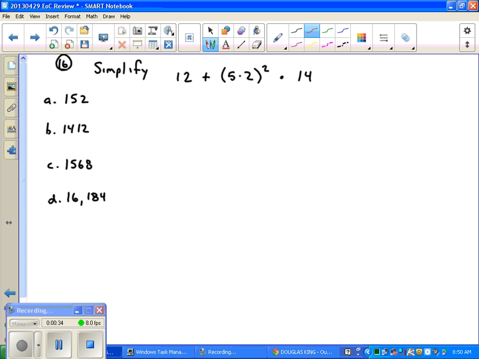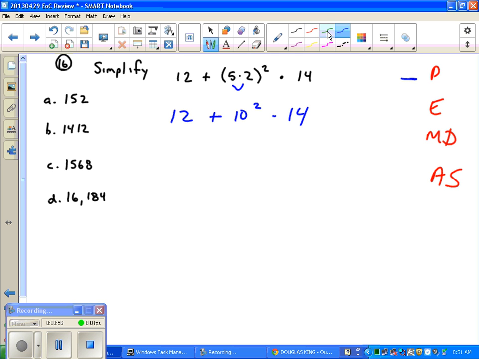16 says 12 plus 5 times 2 squared times 14. You have to simplify it. You have to do the order of operations. Remember, please excuse my dear Aunt Sally. You can look through most of these as we go when we're simplifying this. Do all your parentheses first. So parentheses means 5 times 2 is 10, squared, times 14, plus 12.